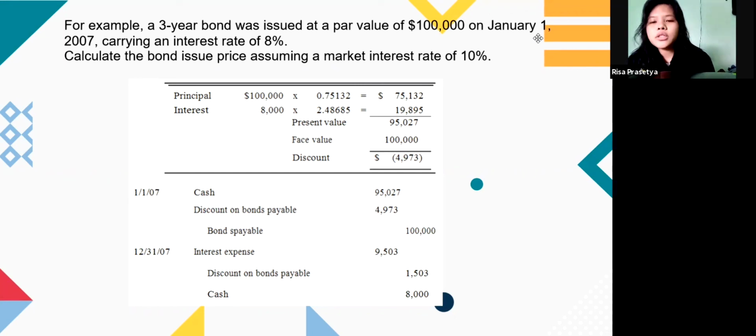On 31st December 2007, on debit is interest expense with an amount of $9,503. On credit, there is the discount on bonds payable with an amount of $1,503, and then cash with $8,000.